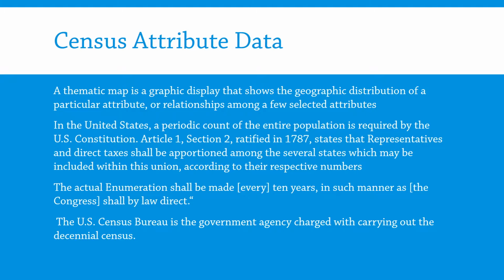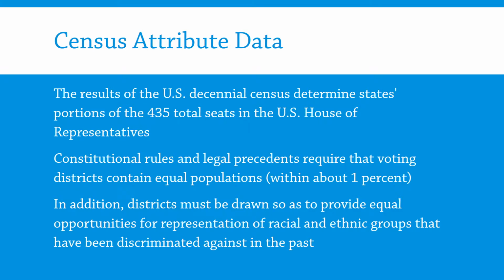In other words, the Constitution says you will count everyone in the nation every 10 years, and we'll let the Congress decide exactly how to do that. And the way they did that was they established the U.S. Census Bureau, and it's the government agency charged with carrying out this census that occurs every 10 years. The results of the census determine states' proportions of the seats of the House of Representatives and other things like we talked about. Constitutional rules and legal procedures require that voting districts contain equal populations within about 1%, and so it is very important that they have these numbers and that these numbers be correct.